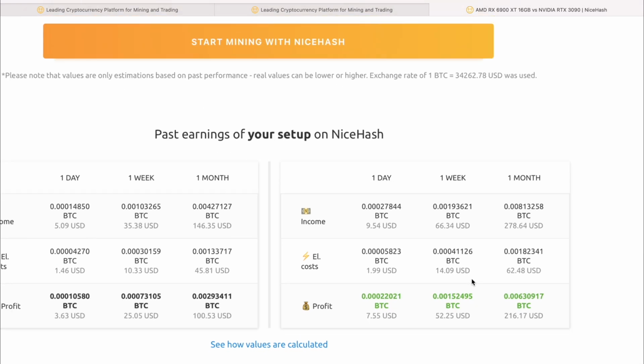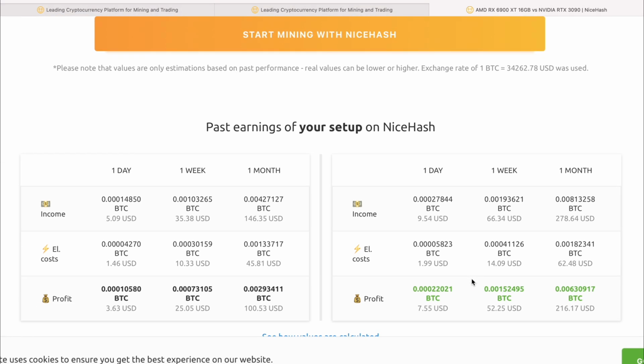So what it's telling me here is basically I'll be making $216 a month with the RTX 3090 and $100 a month with the 6900 XT. Now, I want to go on weekly because I've got a weekly breakdown. It's the same weekly, $52 RTX 3090 and $25 with the 6900. So that should mean I should be getting about $75. But I got more than that.